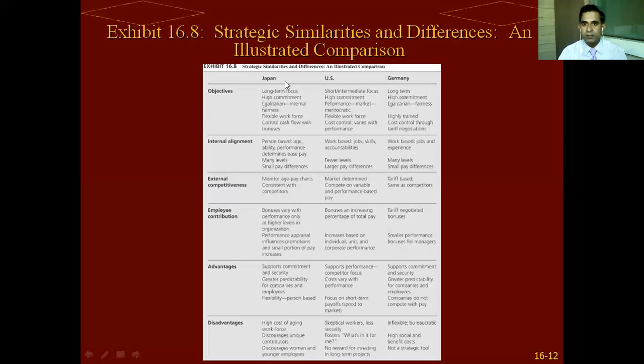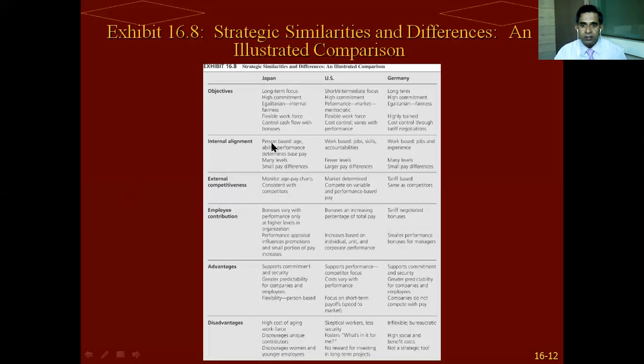In the previous class we discussed how the compensation objectives differ or are similar in Japan, US, and Germany. There is a clear distinction between the compensation objectives adopted by employers in Japan and US. Then, coming to the four policy choices, the first policy choice is internal alignment.